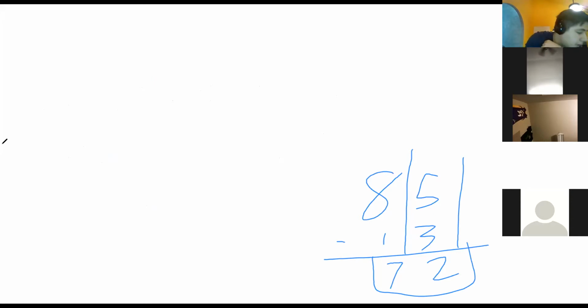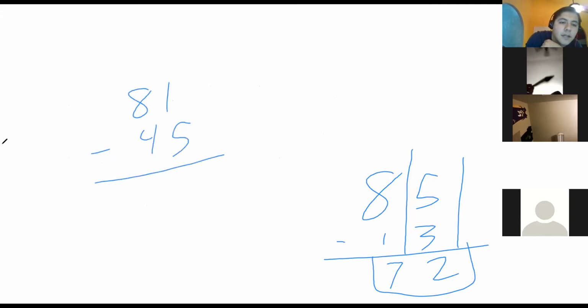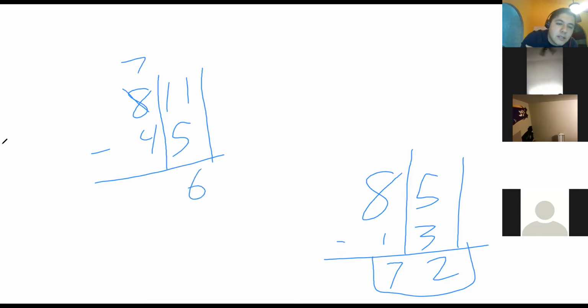Okay, next we got 81 minus 45. We write out the columns. We're trying to subtract 5 from 1, but the 5 is bigger than the 1. So what do we need to do in that situation? Take from the 8. Yeah, we're going to have to borrow from the 8. So that becomes 7, and now this is 11. So 11 minus 5 now gives us 6. And 7 minus 4 is 3. So 36.